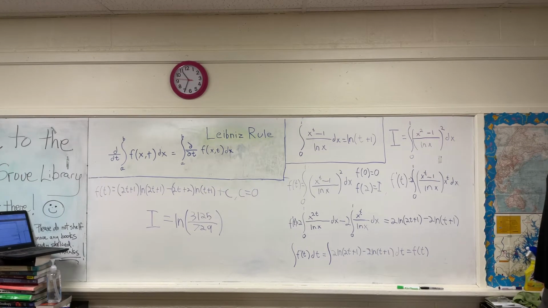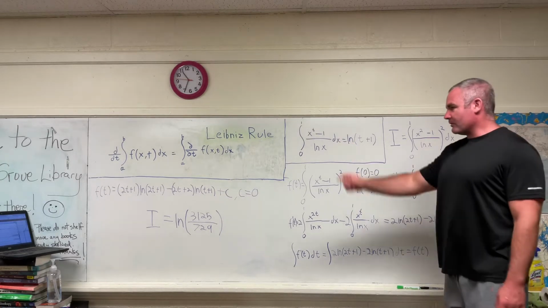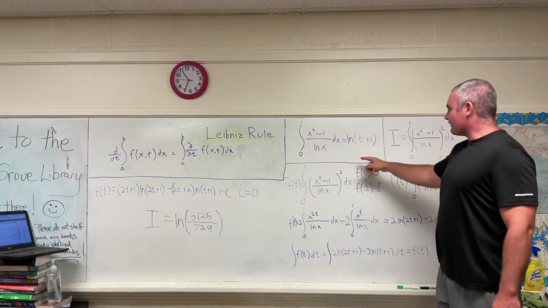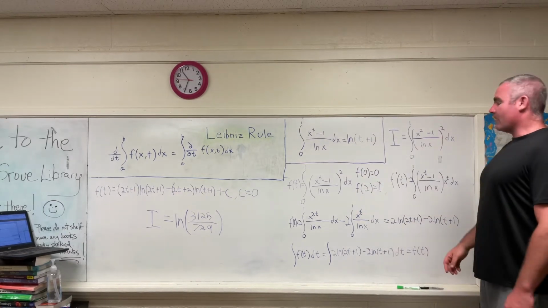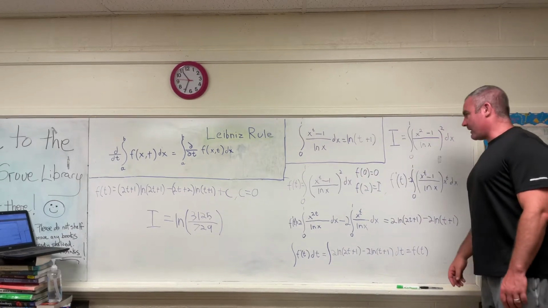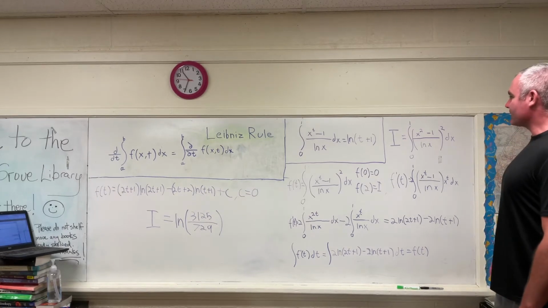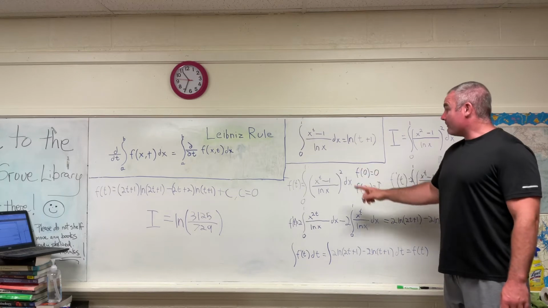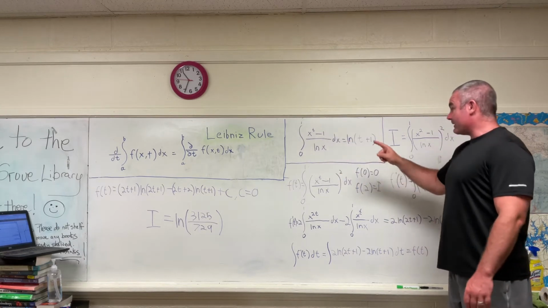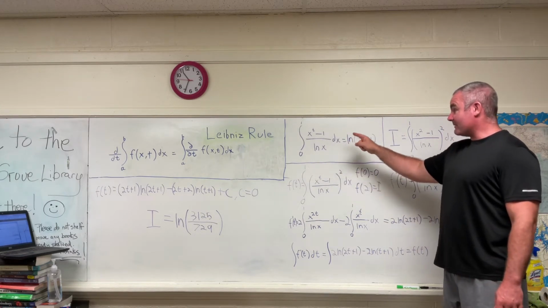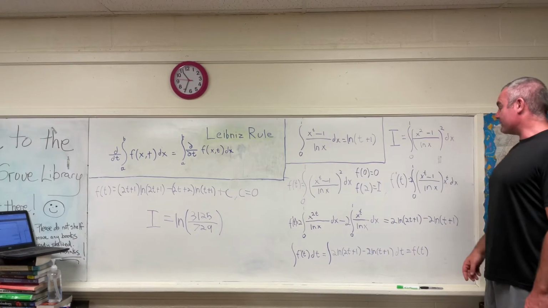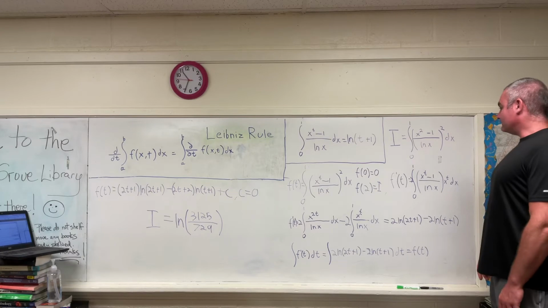So we're going to be using two tools today, the Leibniz rule, of course, and then we're going to be using this fact that we discovered in my first example on Feynman integration. Go ahead and watch that again if you want to see how I got to this. But that is true. The integral from 0 to 1 of (x to the t minus 1) over ln x dx is equal to the natural log of t plus 1.